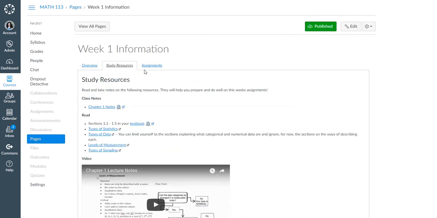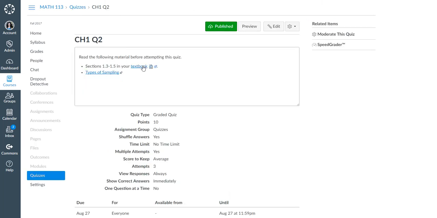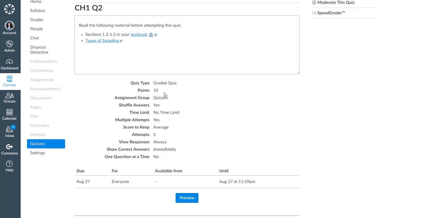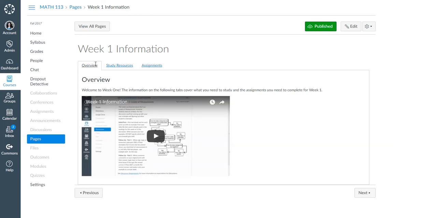Then for the next quiz, Chapter 1, Quiz 2, it covers types of sampling, sections 1.3 through 1.5 in your textbook. It is worth 10 points. You get 3 attempts on this one, no time limit, and it is doing the average as well. So those are all your assignments. That's everything we've got going on for week 1.